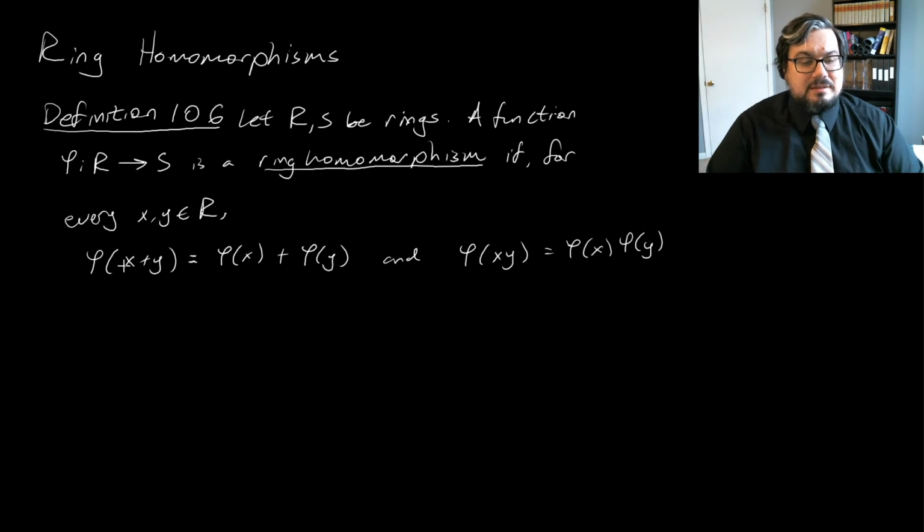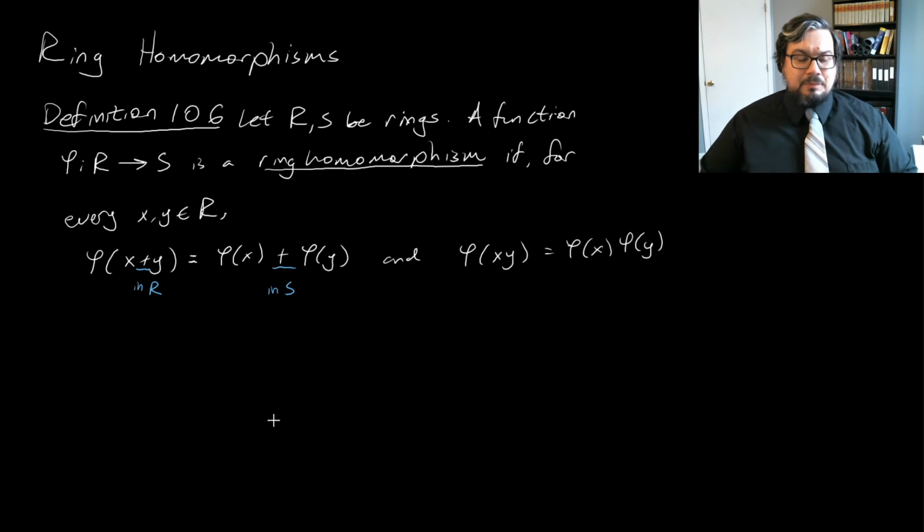Also note that the operations occur in different places. So for instance, the sum inside the function occurs in R, so that's the addition on R, whereas the sum on the outside here is between elements of S, so that's the S addition. Occasionally we will run into situations where the rings involved will have very different operations that they call addition or that they call multiplication, and so it's important to keep track of where the elements are living that are being added or multiplied together.